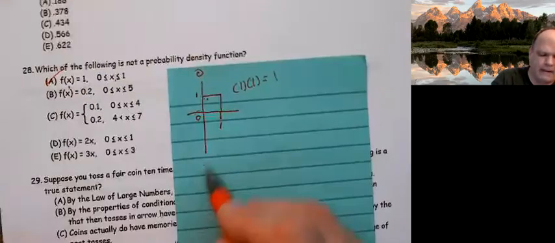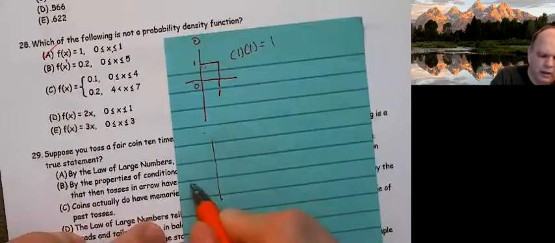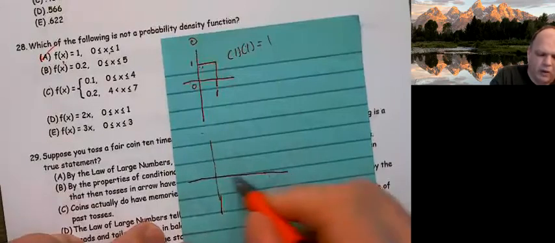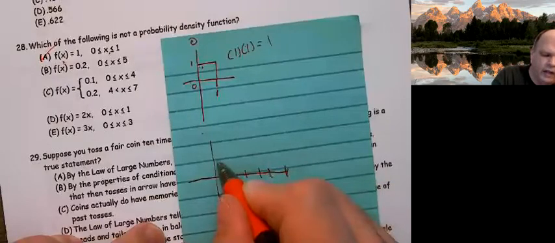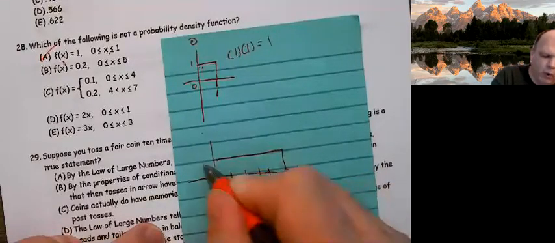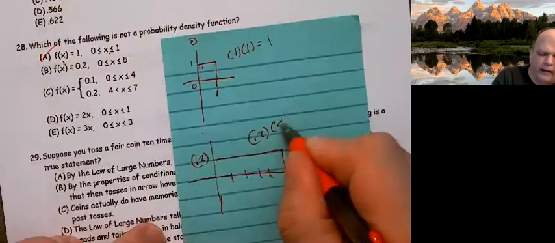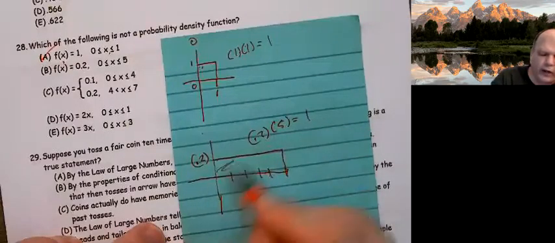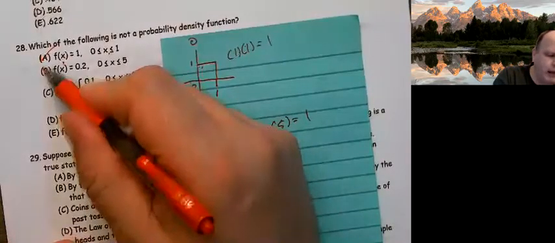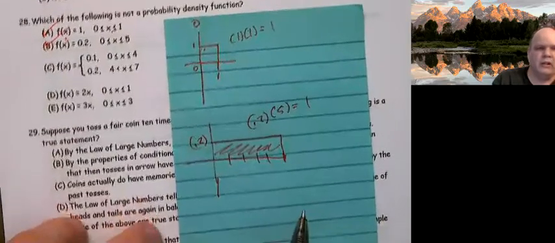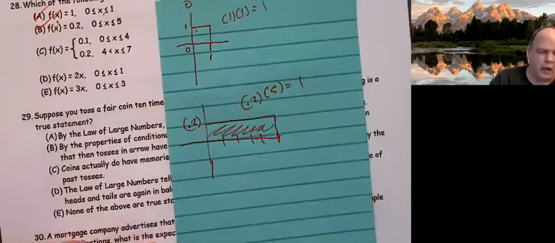When I go to B, B says, you know what? 1, 2, 3, 4, 5. So we're going to go all the way out to 5, but we're only going to go 0.2 in height. So 0.2 times 5 equals 1 whole. So this area is 1, and because the area is 1, that is also a valid probability density function or distribution. Then we have this other one, all right?